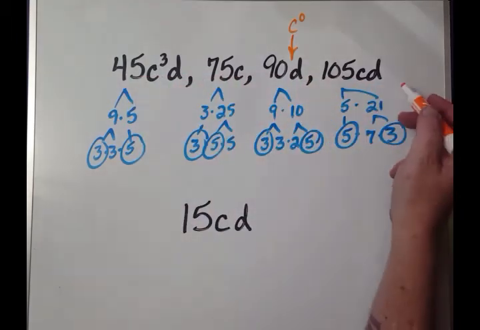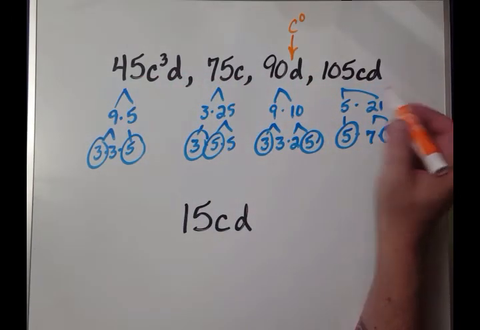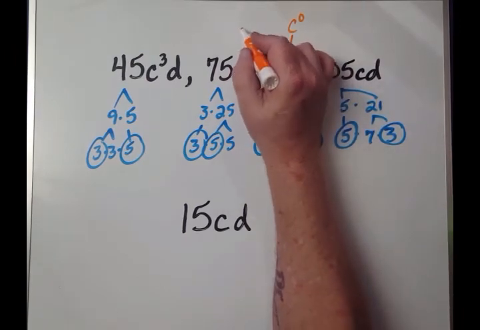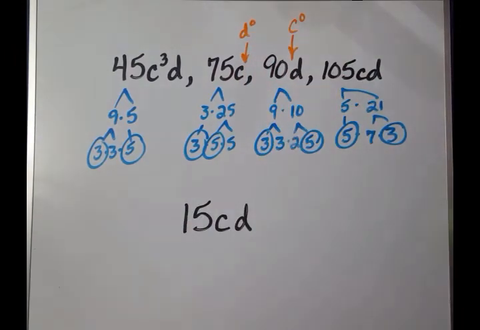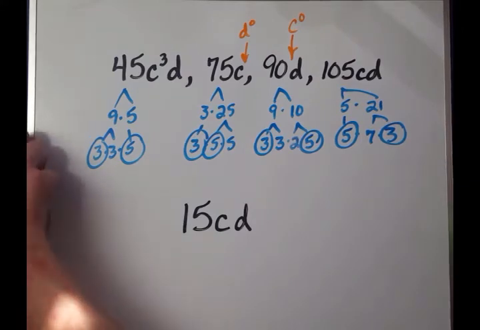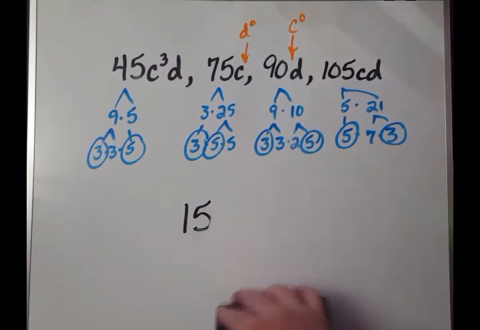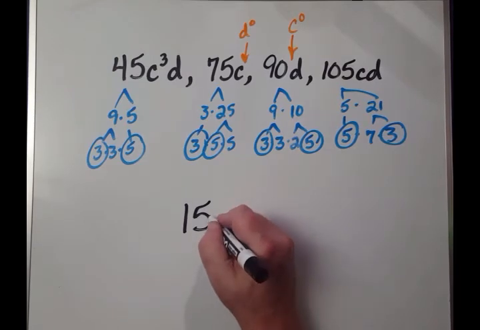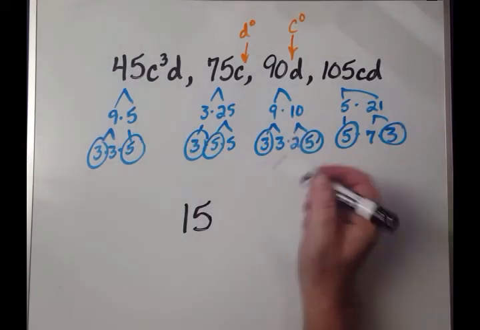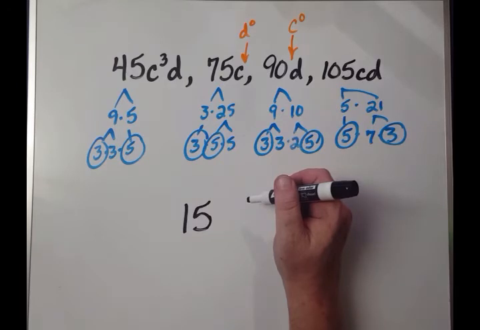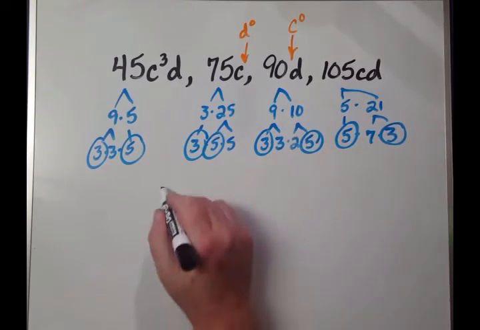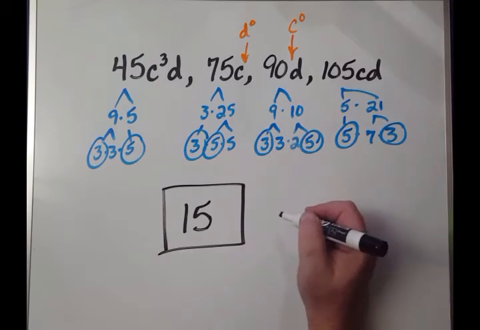Do all of these terms contain at least one d? No. My second term does not contain a d. So that would be d to the 0. C will not evenly divide all four terms. D will not evenly divide all four terms because all four terms do not contain at least one C, at least one D. Greatest common factor? Simply 15.